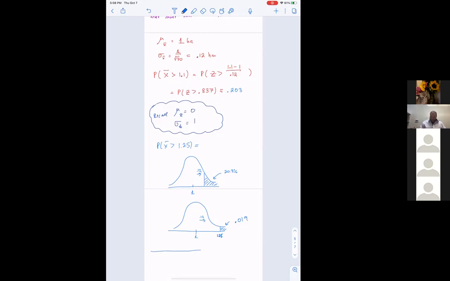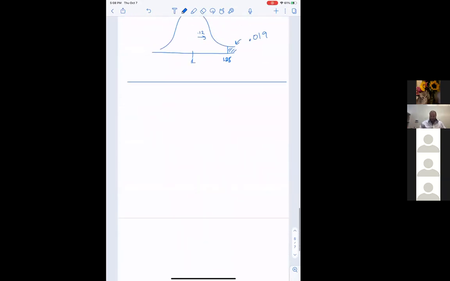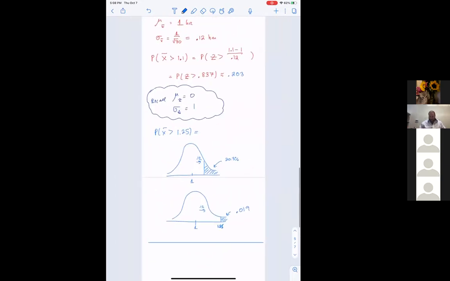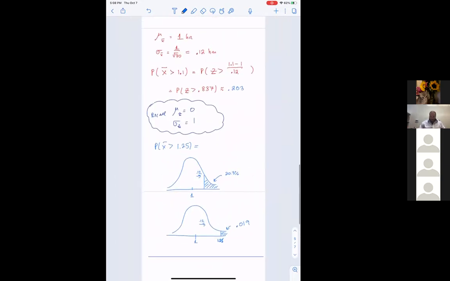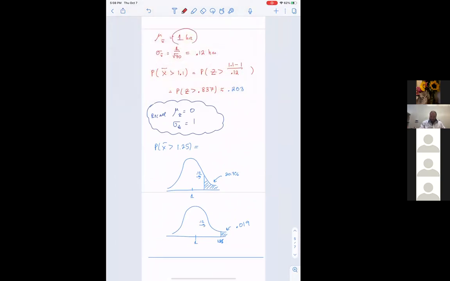Yes, no, maybe so. Could you actually walk through the calculator for that second one we did? Oh, the second one, I just went back to my calculator and I plugged in 1 hour for the mean, 0.12 hours for sigma, 1.25 as my lower limit, 9999999 for my upper limit, and hit calculate.